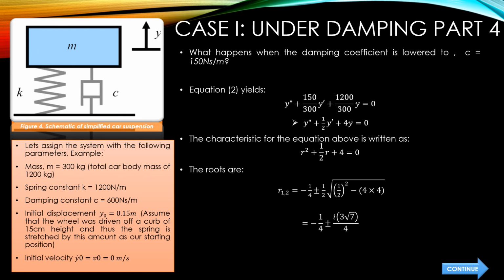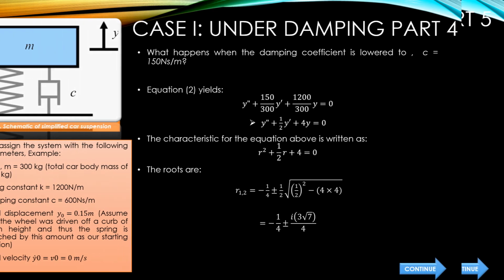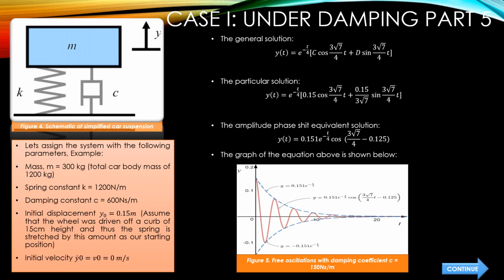So what happens when the damping coefficient is lowered to 150? Following the steps in the previous slides, we finally get the particular solution over here. When we convert it to amplitude phase shift to easily plot it on the graph, we get this graph, and I will explain this graph in the next slide.